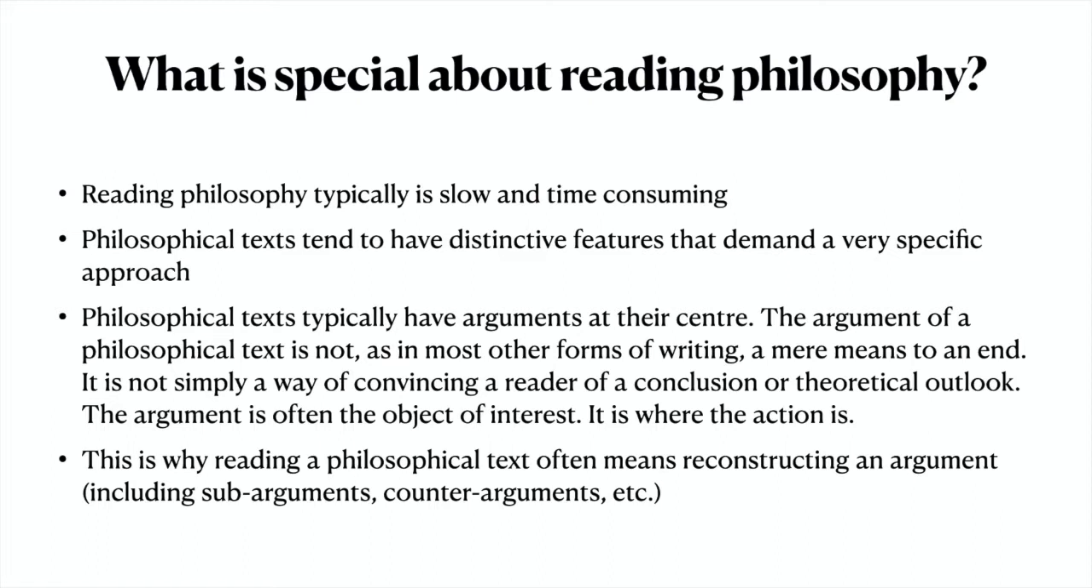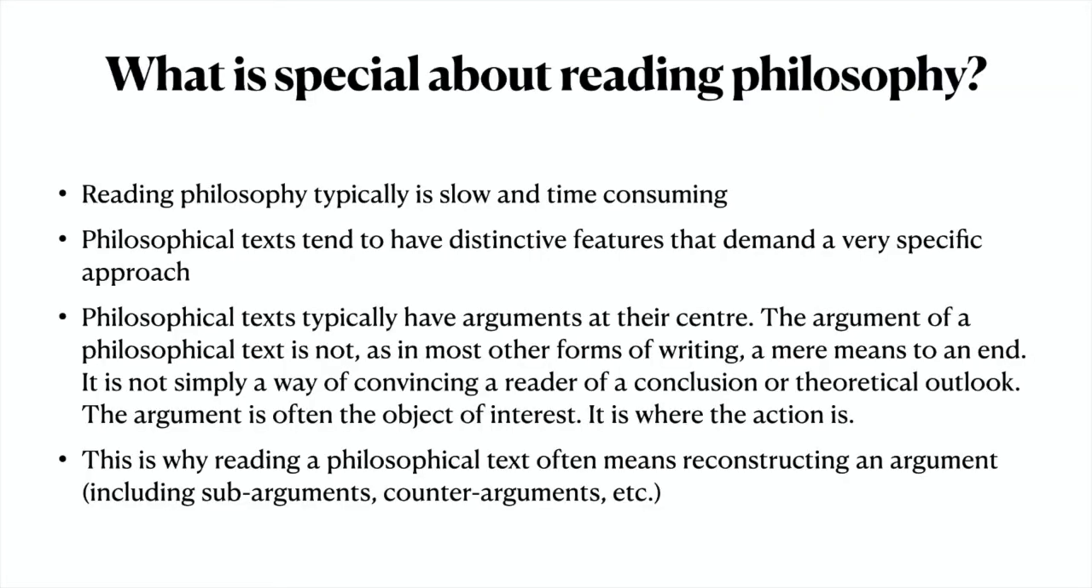A philosophical text typically has an argument at its center. The argument of a philosophical text is not, as in most other forms of writing, a mere means to an end. So it's not simply a way of convincing a reader of a conclusion or a theoretical outlook. So the argument in a philosophical text is, in a sense, much more central to it. It's not a device. It is really the subject matter of the text itself. It is really what the text is about. It's where the action is.